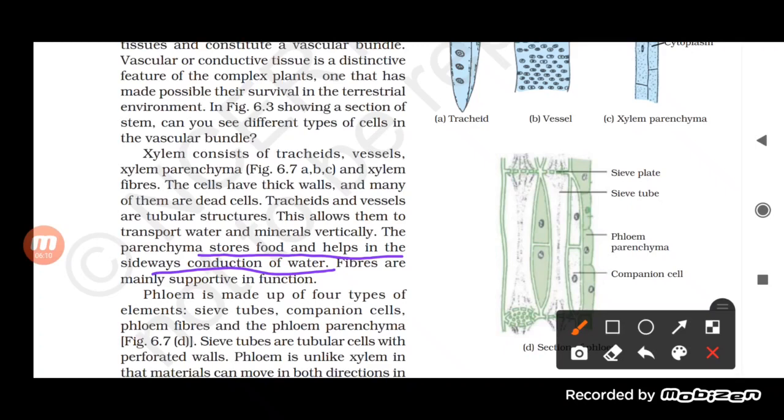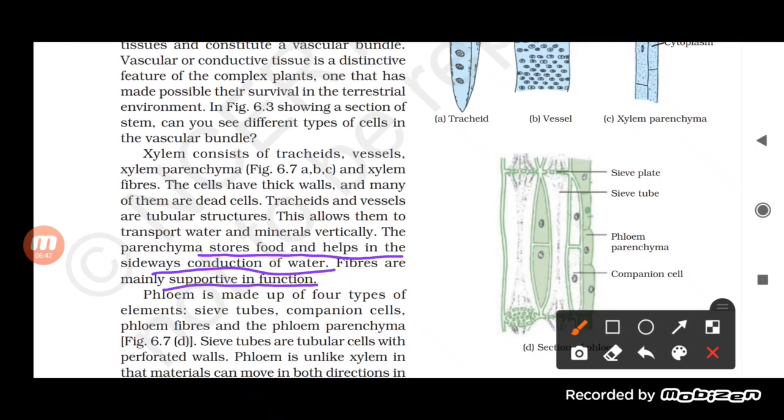Now xylem fiber is also present here. So what is the role of the xylem fiber? You know that it is made up of sclerenchymatous tissue, right? And since the xylem fiber is made up of sclerenchymatous tissue, it will help in providing mechanical strength, because we know that sclerenchymatous tissue consists of dead cells that help in providing strength and support to the plants. So the xylem fibers are mainly supportive in function and help in giving support to the plant.